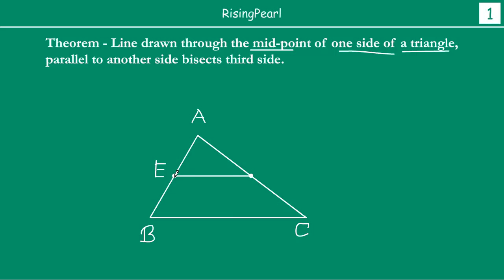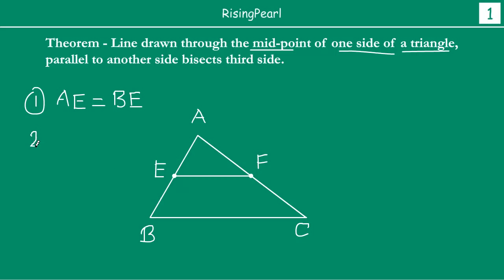And then we have drawn a line through the midpoint, through point E, parallel to side BC. So this line is parallel to BC and it is passing through midpoint E. It will intersect the third side AC, right? Let us call that point F. So what is given is that E is the midpoint of AB, so AE is equal to BE.